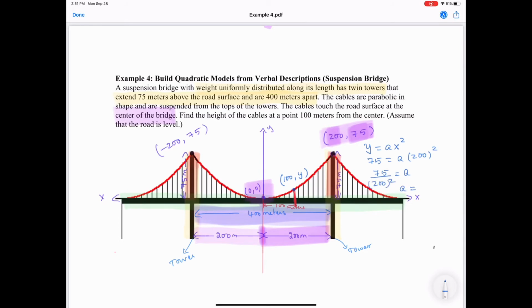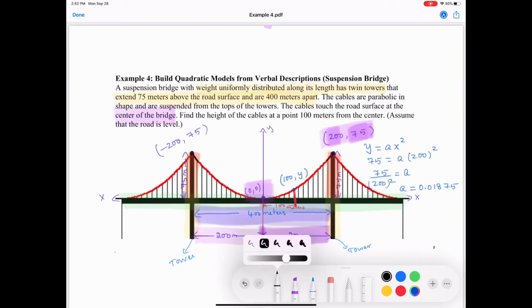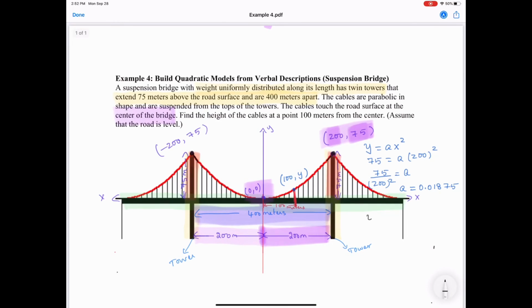Therefore, a is equal to, using a calculator, 75 divided by 200 squared. I'm getting 0.01875. So with that information, if I write my function back, my function for the rest of the problem is y equals 0.01875 x squared. So this is the model for the rest of the problem.